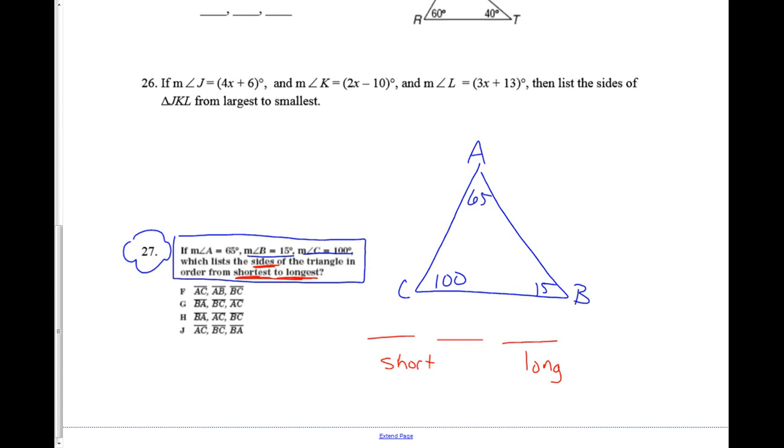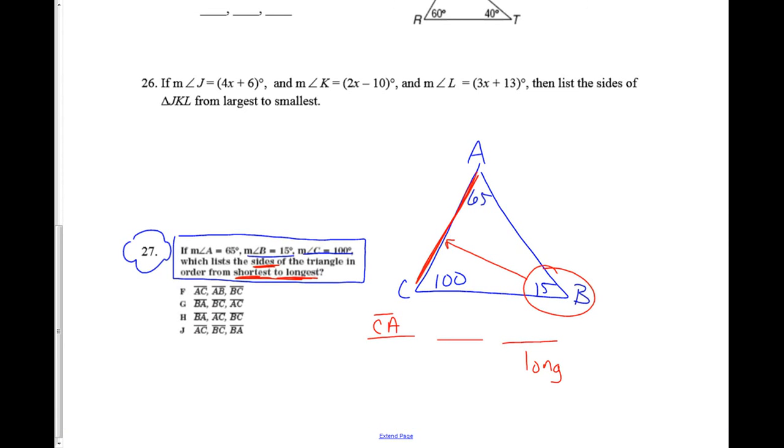So let's start with the short side. The short side is across from the smallest angle. So here's my smallest angle. Across from that is this segment, and that is segment CA. Now, this is a multiple choice question, so the other way that this could be written is AC. So basically, I'm looking for either CA or AC. When I go to my answer choices, I can already eliminate answer choice H and answer choice G.